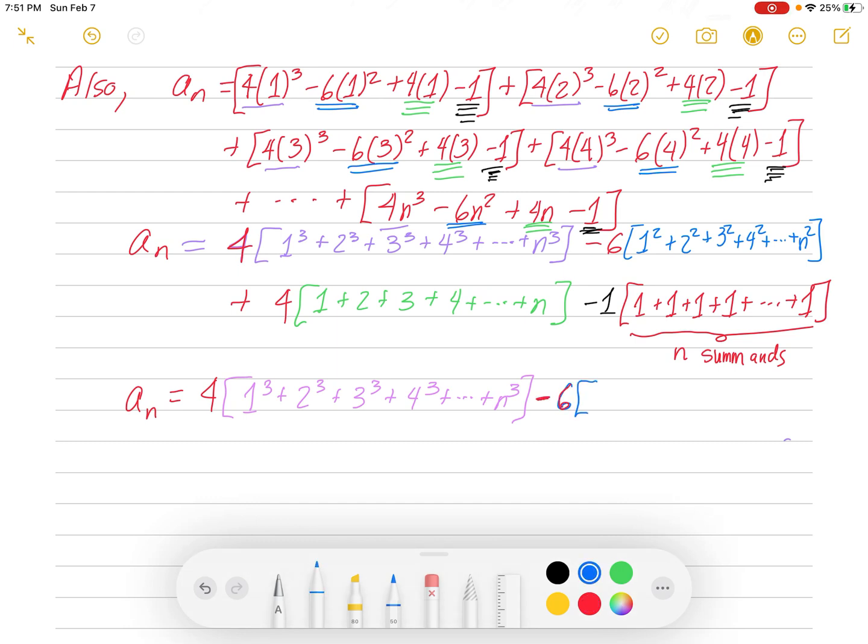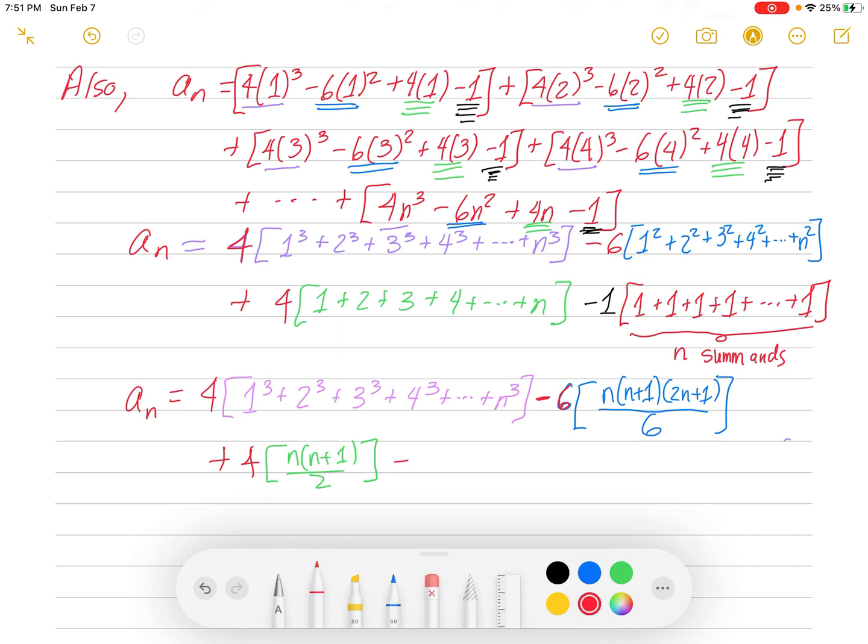So in class, we already showed what 1 squared plus 2 squared plus 3 squared plus 4 squared and so on and so forth plus n squared is. We showed that was n times n plus 1 times 2n plus 1 over 6. We've already proven that in class, so we can assume that here. Keep going, plus 4, and then in green, we've seen this before, 1 plus 2 plus 3 plus 4 and so on and so forth, plus n. That's just your standard triangular number, your nth triangular number. We know the formula for that is n times n plus 1 over 2.